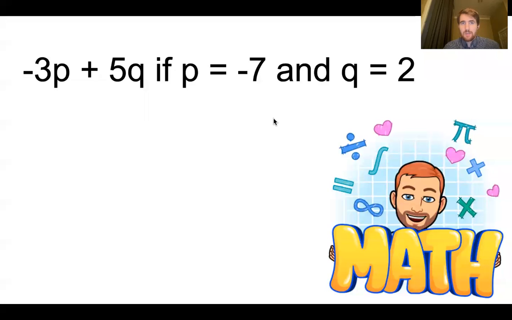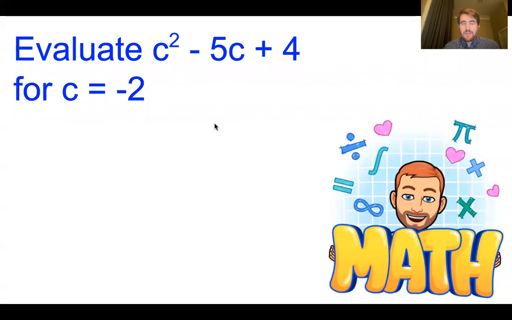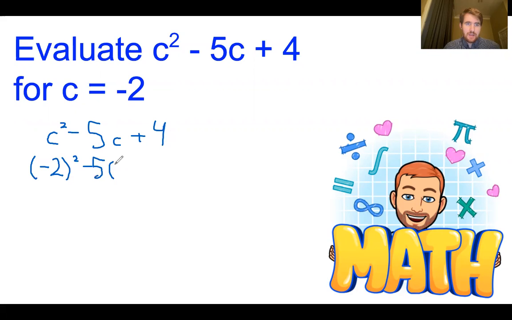All right, last example, and this is the one that we started with. Evaluate c squared minus 5c plus 4 for c equals -2. So we're going to substitute in everywhere there's a c. So c is -2. So instead of c squared minus 5c plus 4, that's going to be (-2) squared minus 5 times (-2) plus 4.